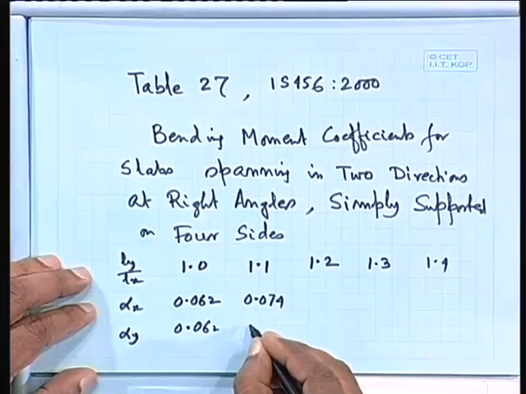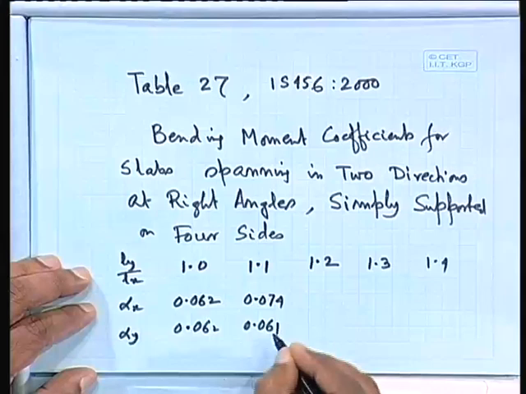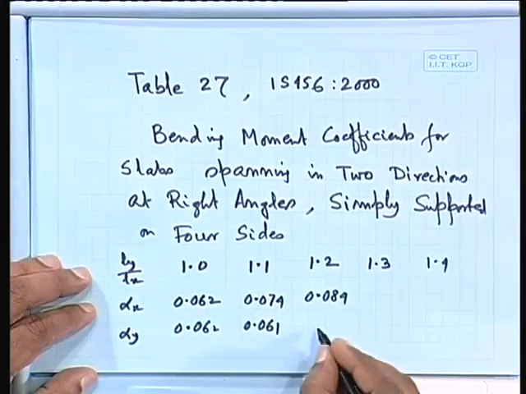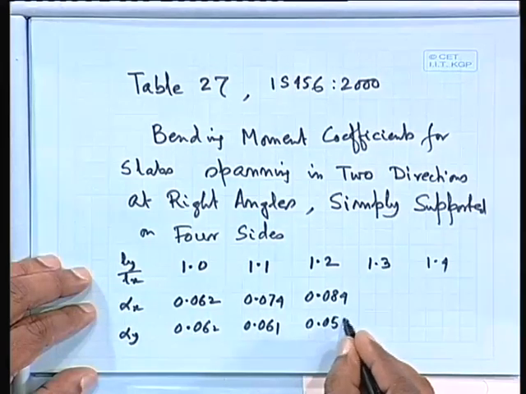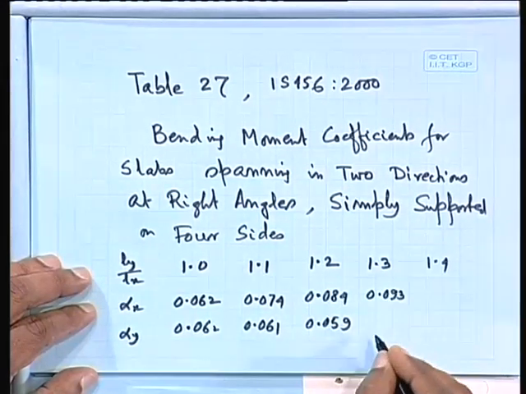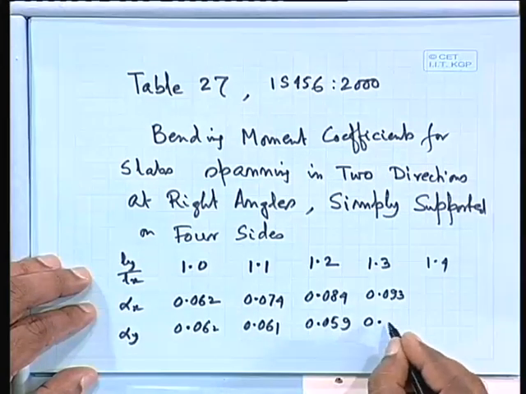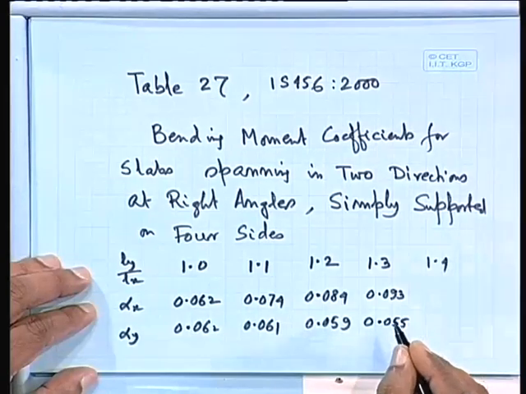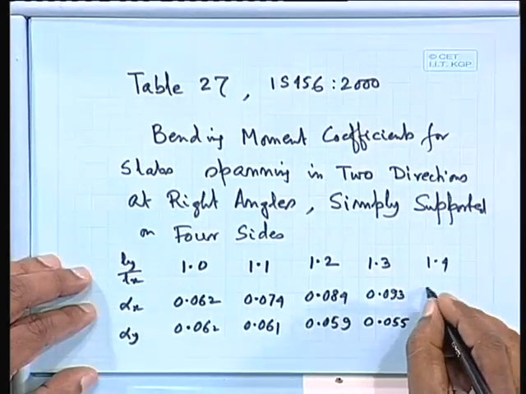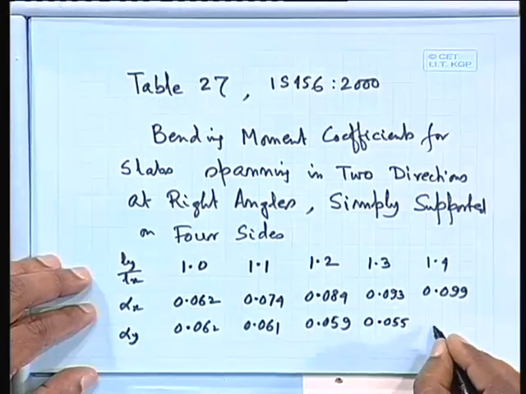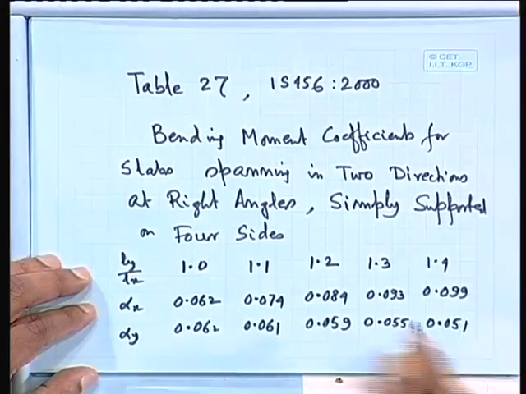Then 0.074, and you see this is decreasing, then 0.084, 0.059, 0.093, 0.055, then 0.099 and 0.051. It goes like that.